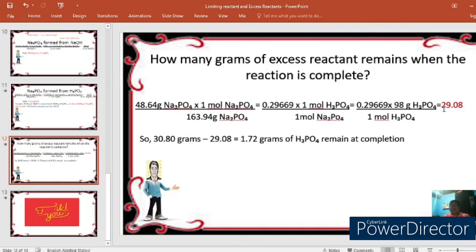Since we have this amount, we can now subtract it from the 30.80 grams which is already given. So 30.80 grams minus 29.08 equals 1.72 grams of phosphoric acid. So this is the remaining phosphoric acid when the reaction is complete.